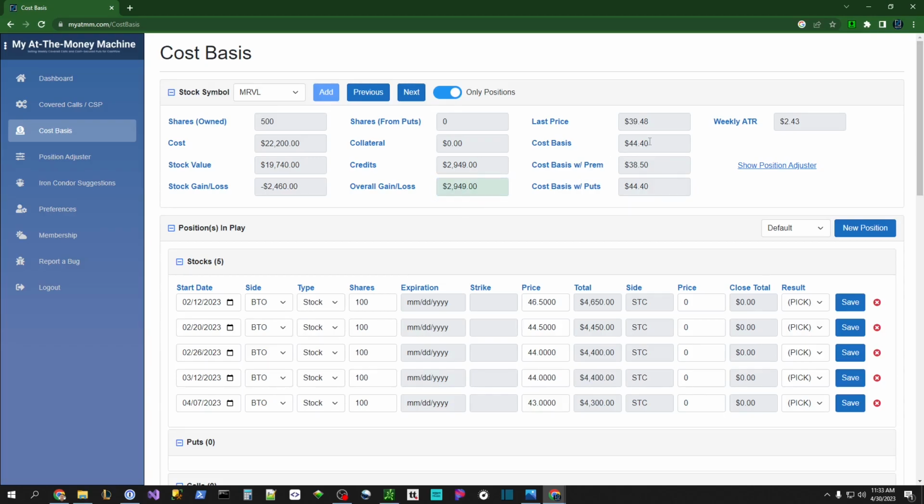So we would have broken even on the stock, but we would have been ahead $3,000 in premium that we've collected this entire time. So that's what we like to do. We like to target the cost basis.